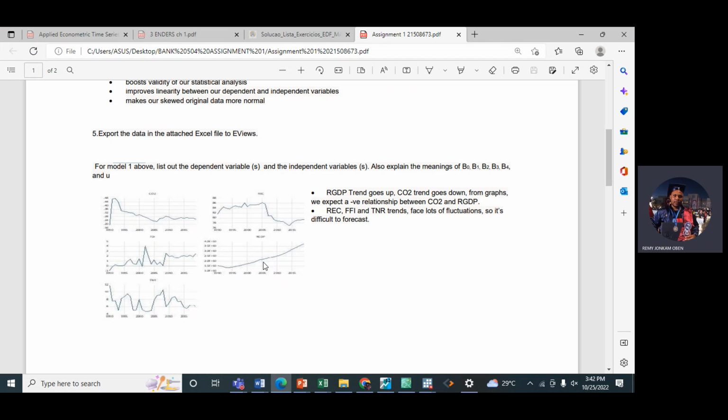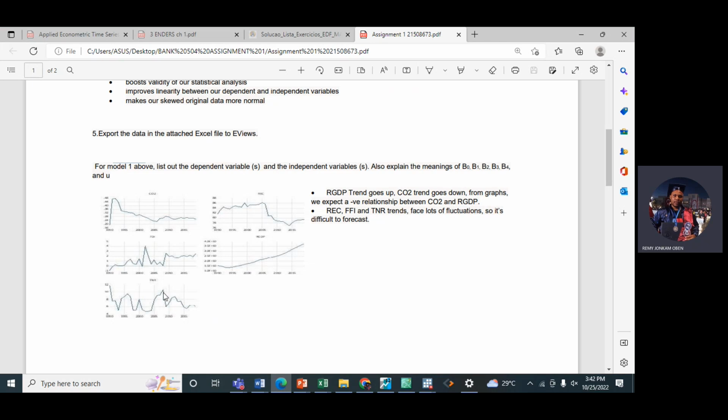If it's a positive relationship, then both of them are going in the same direction. If one is going up, the other one is going up. If one is going down, the other one is going down. But if they are going in different directions, it is a negative relationship. So since we have identified a negative relationship between GDP and carbon dioxide, what we'll say is that based on these graphs, we expect a negative relationship between GDP and carbon dioxide on average, or we expect GDP to have a negative effect on carbon dioxide on average. Always use the words on average, right? So that's how you can explain it.